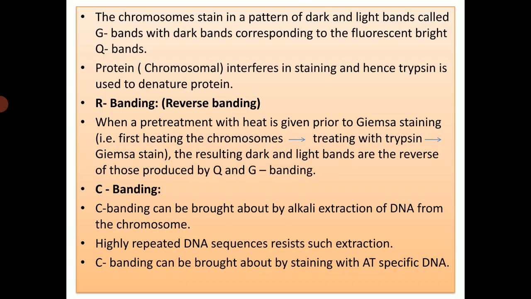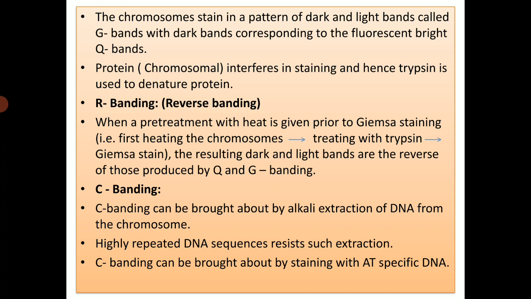R banding, that is the reverse banding, when pre-treatment with heat is given prior to Giemsa staining, that is, first heating the chromosomes, then treating with trypsin, and then giving the Giemsa stain. The resulting dark and light bands are the reverse of those produced by the Q and G banding.